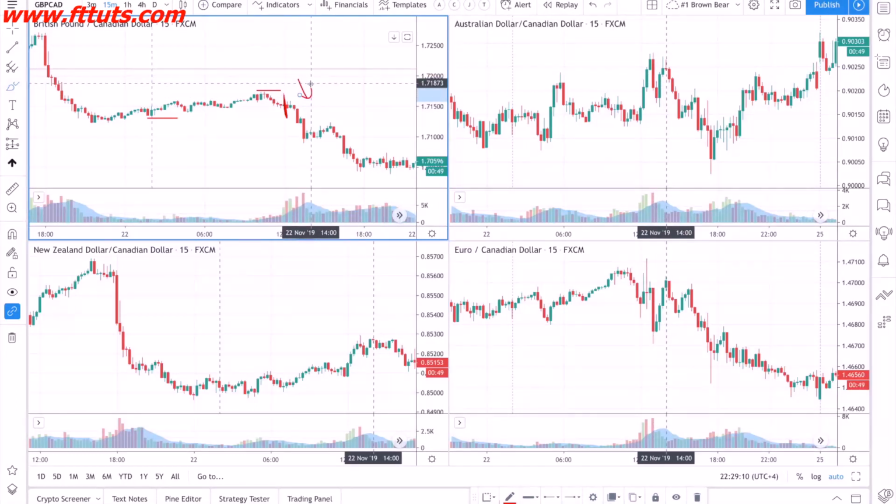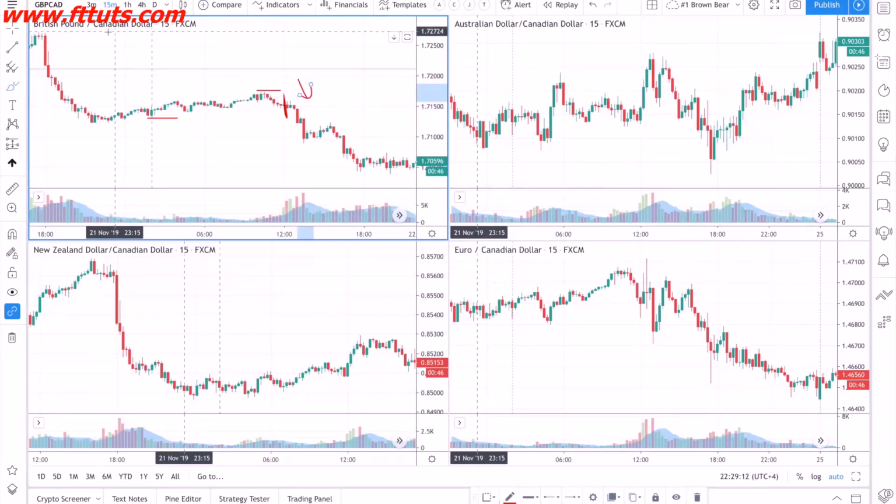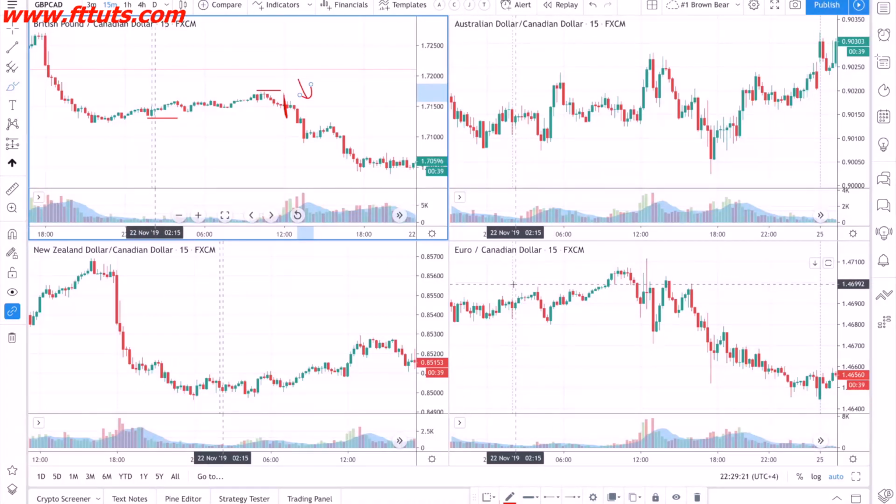Now notice the pairs I have open. I have pound CAD, I have Aussie CAD, I have New Zealand CAD, I have Euro CAD. Do you find a common pair in all of them? If you're saying CAD, that's correct. From all four, the one common thing is CAD, CAD, CAD, CAD. It's all over the place. So we're looking at something called a CAD correlation.